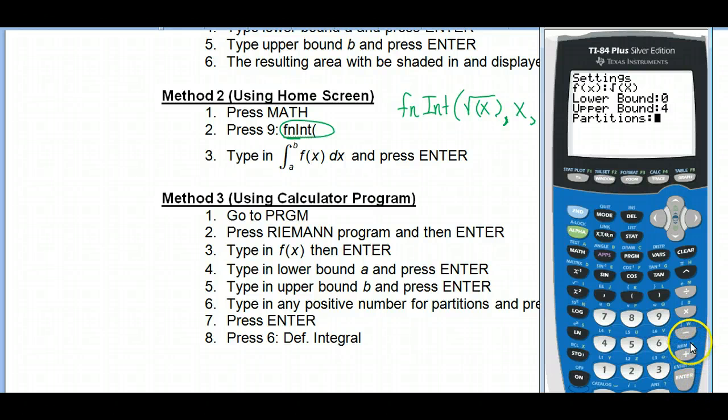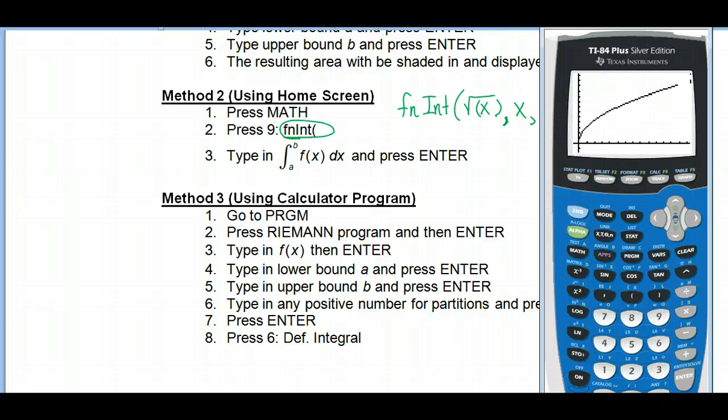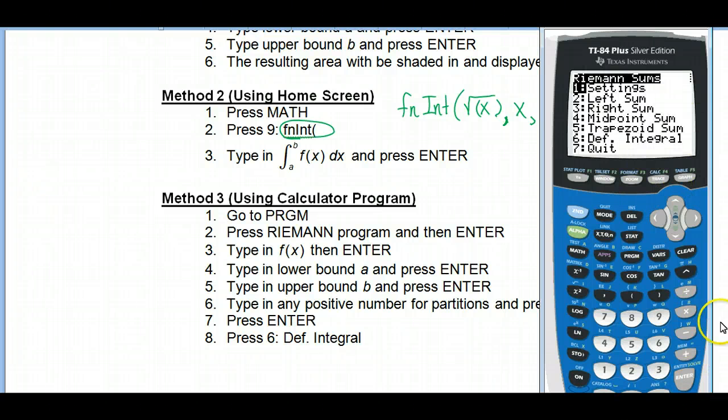Partitions, since we're looking for exact, it's not really important. Just put any number in. You could put 10, you can put 8, you could put 5. It doesn't matter. Just put something. Don't put 0. Don't put like 1,000. Put a realistic number. Because I don't really care about the left sum, the right sum, the midpoint, all I want is the definite integral, which is what the area represents. Just type in 6.